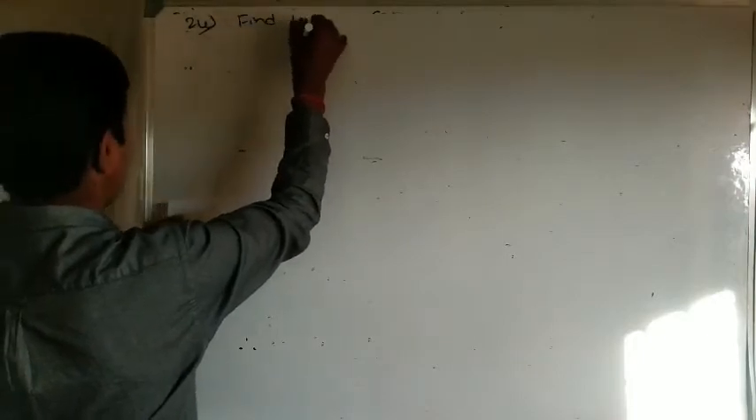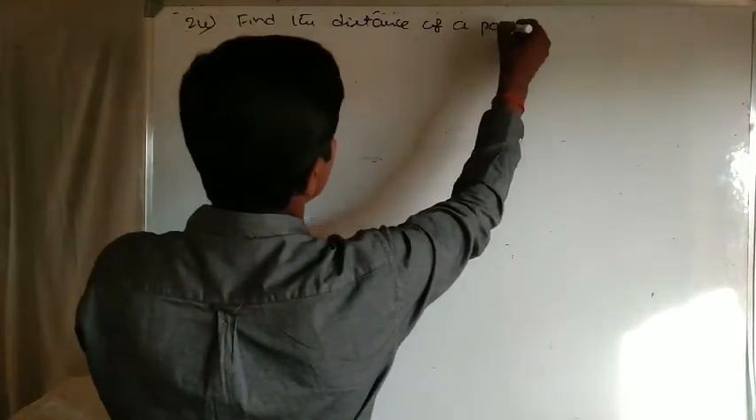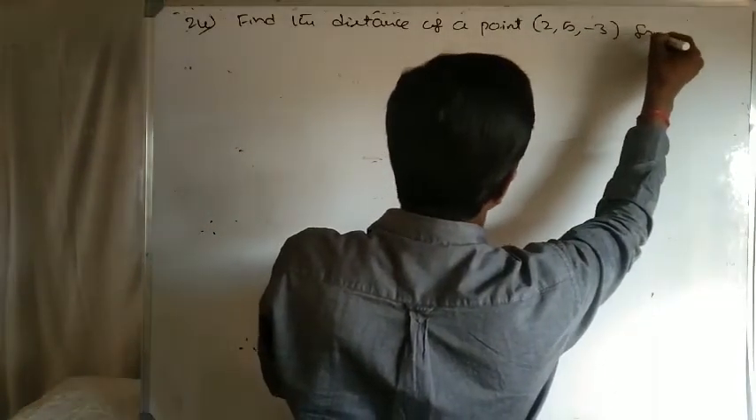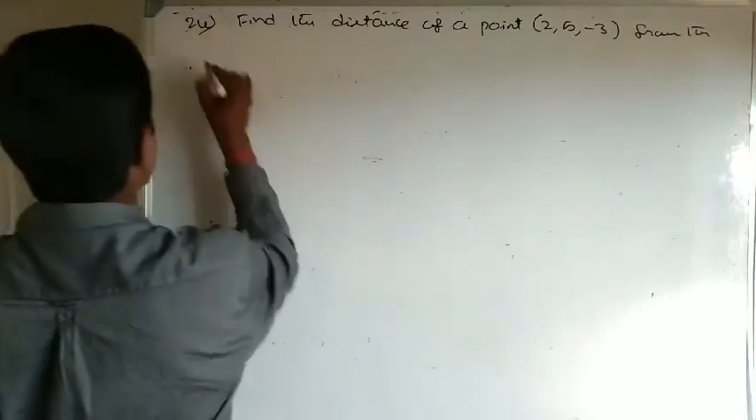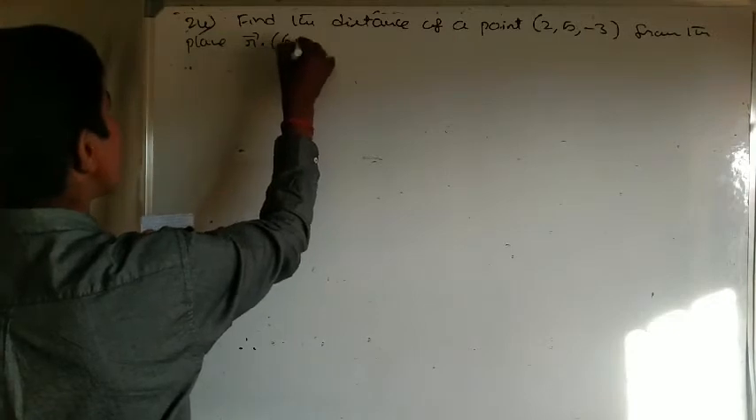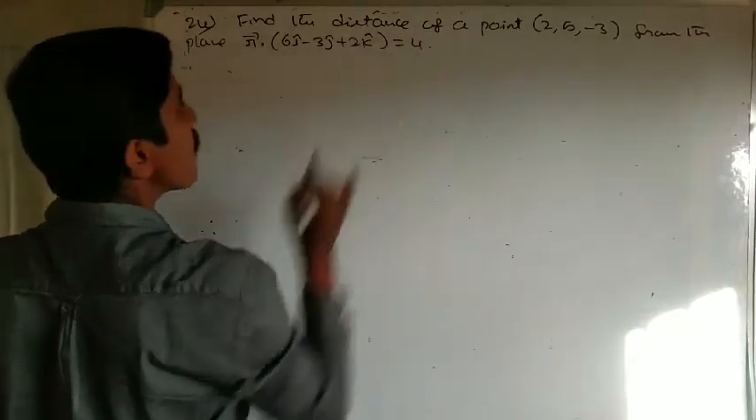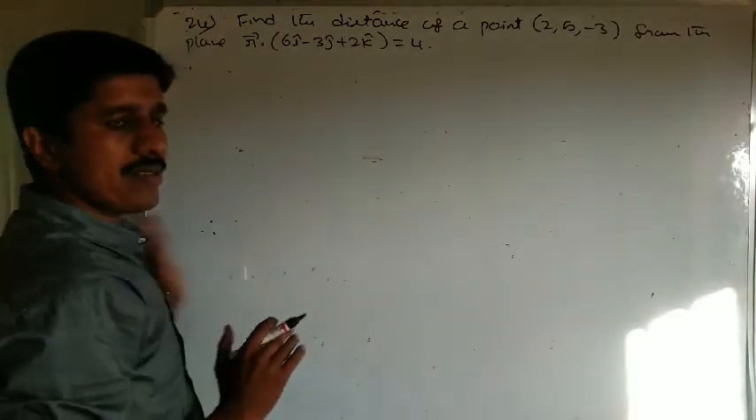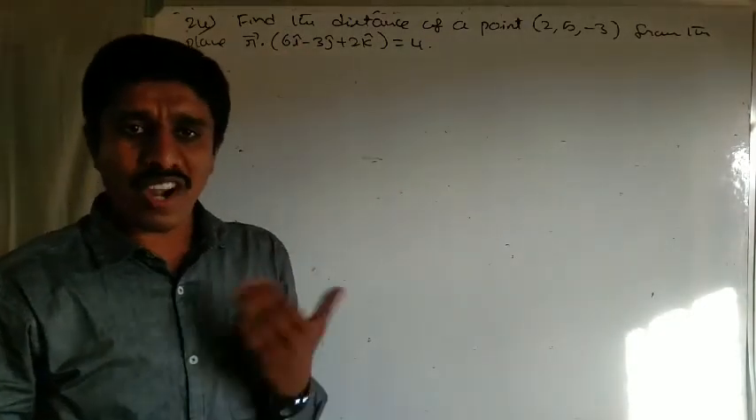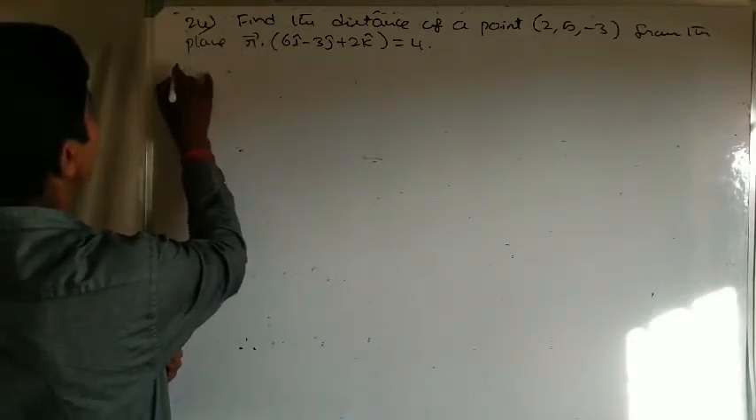Find the distance of a point 2, 5, minus 3 from the plane vector r dot 6i minus 3j plus 2k is equal to 4. Mind it, the formula for the distance of a point from the plane exists in both vector and Cartesian forms. So here I am going to find the distance by using vector form.